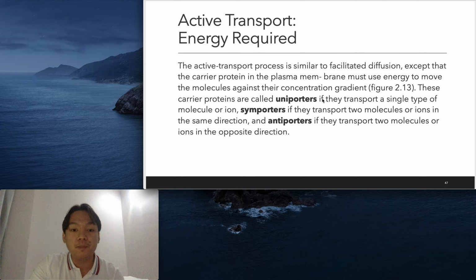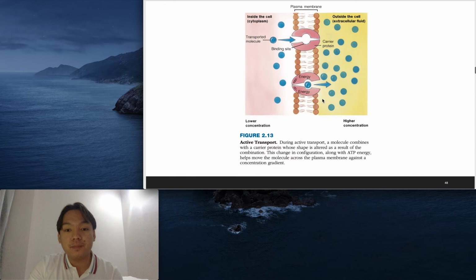So we have the carrier proteins, the uniporters. They transport a single type of molecule or ion. Symporters transport two molecules or ions in the same direction, and antiporters transport molecules or ions in opposite directions. So this is an example of active transport.